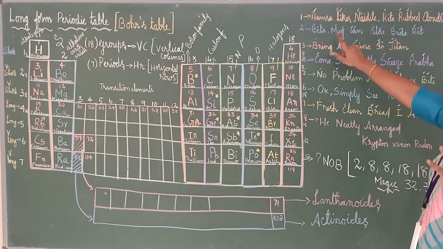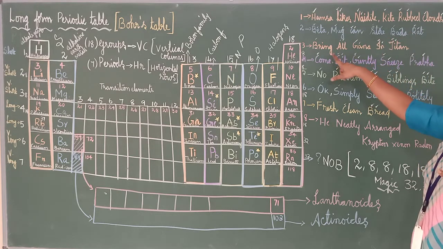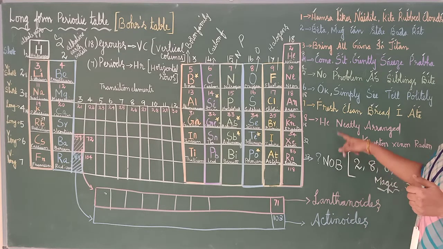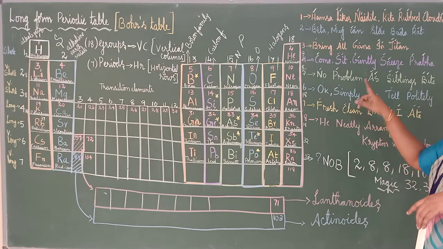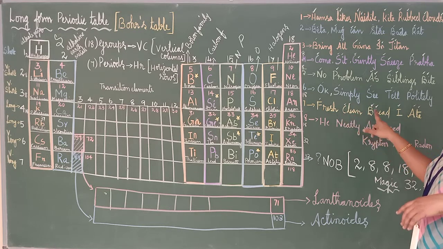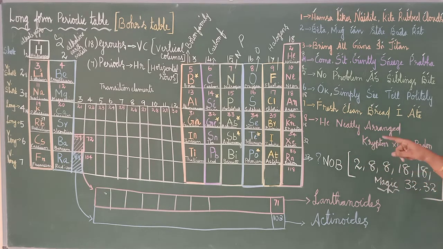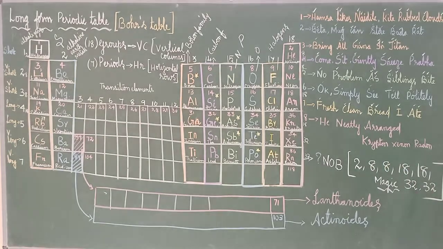Okay. Beta, mug can store bada rat. Bring all Ghana in Titan. Come, sit. Gently sneeze Prabha. No problem as siblings bite. Okay. Simply see. Tell politely. Fresh clean bread I ate. He neatly arranged. What are the three? Krypton, xenon and radon. Okay.